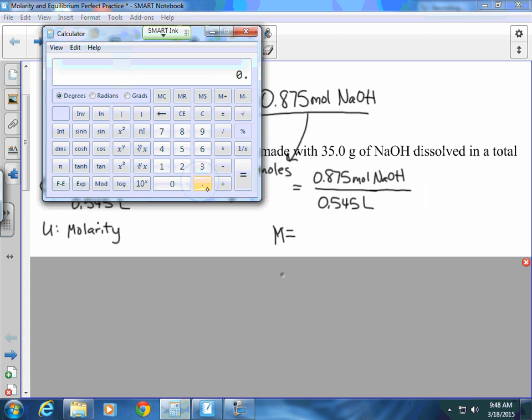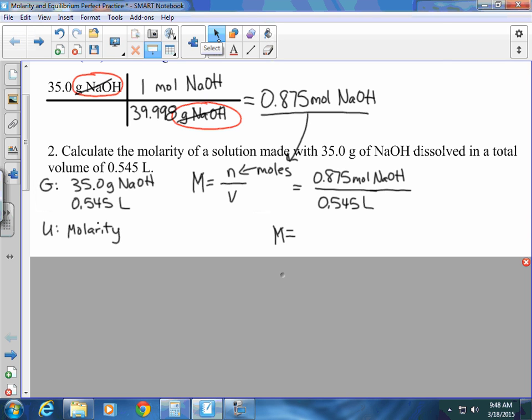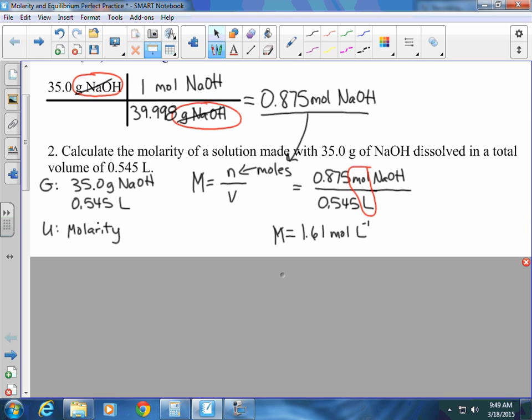So we have 0.875 divided by 0.545. Each of these numbers have 3 significant figures. So I have 3 in my answer, so it's going to be 1.61 as my answer. And then for our units, we have moles per liter. And the way we write that for ACE is MOL, and then liters to the -1. And then our identity of the substance that we're looking at is sodium hydroxide. So the molarity of the solution is 1.61 moles per liter of sodium hydroxide.